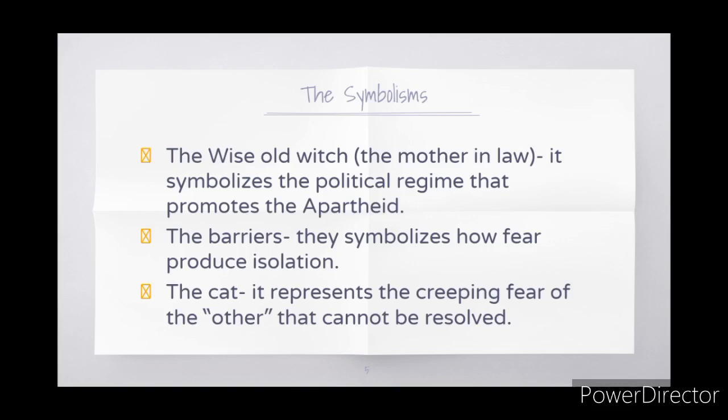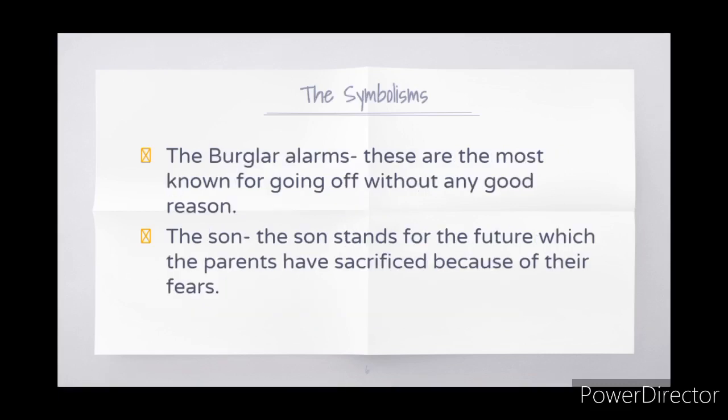And the next one is the cat. It represents the creeping fear of the other that cannot be resolved. In the story, it pressed the alarm that triggered the family. Next is the burglar alarms. These are most known for going off without any good reason. It shows the fear the family has of people of another color, and it's nothing but a false alarm.